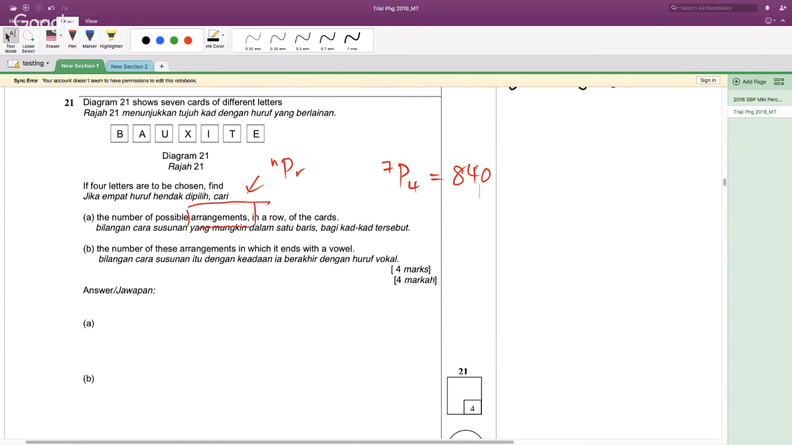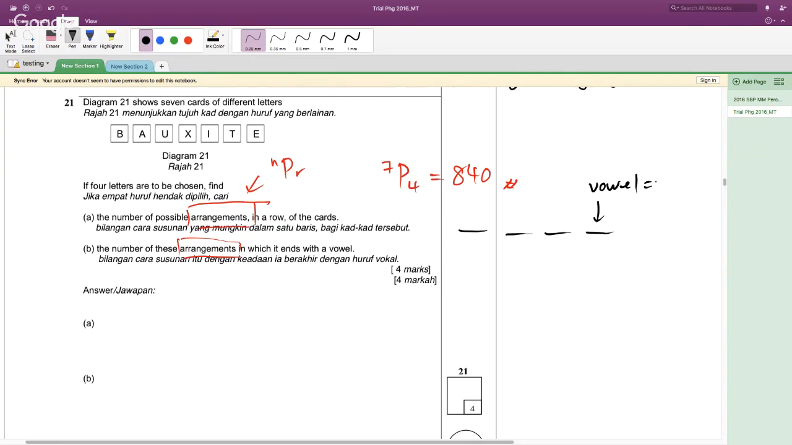7P4, yep, it's 840. So it's very easy, just 1 mark. And then part B: the number of arrangements in which they end with a vowel. So you have 4 cards here, and it must end with a vowel. That means the last card, I must put a vowel card.